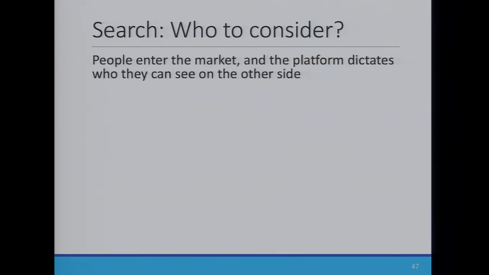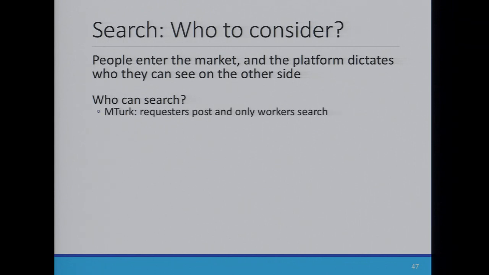So the first thing I want to talk about is the search part. So who should they consider when they're looking for a match? So people are entering the market, and the platform is going to decide who they can see on the other side. Who can search? Maybe only one side can search for the other side. So for example, in Mechanical Turk, the requesters don't search for workers. The requesters just post the jobs, and then the workers search for jobs. In Uber and Lyft, no one searches. There's no looking for people on the other side. So you have flexibility here about the choice of who can search as the platform.